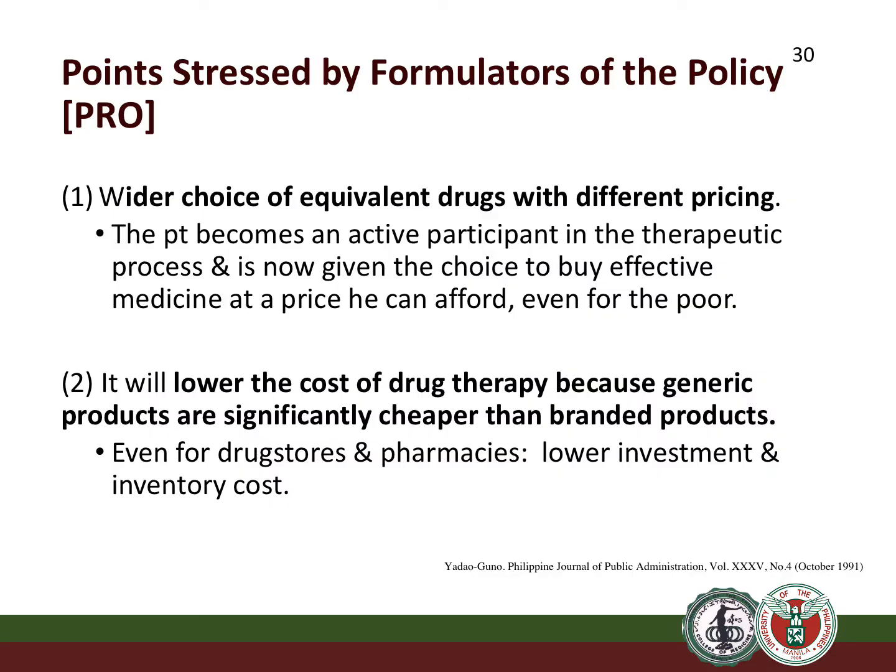Those who crafted the policy, the pro side, said that this Generics Act needed to be implemented to provide a wider choice of equivalent drugs with different pricing that will lower the cost of drug therapy, because generic products are significantly cheaper than branded products. The patient also becomes an active participant in the therapeutic process and is now given a choice to buy effective medicine at a price he can afford even if he is poor.